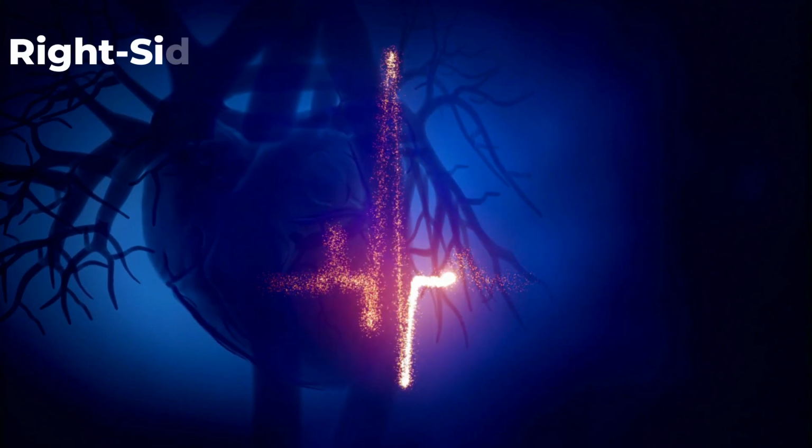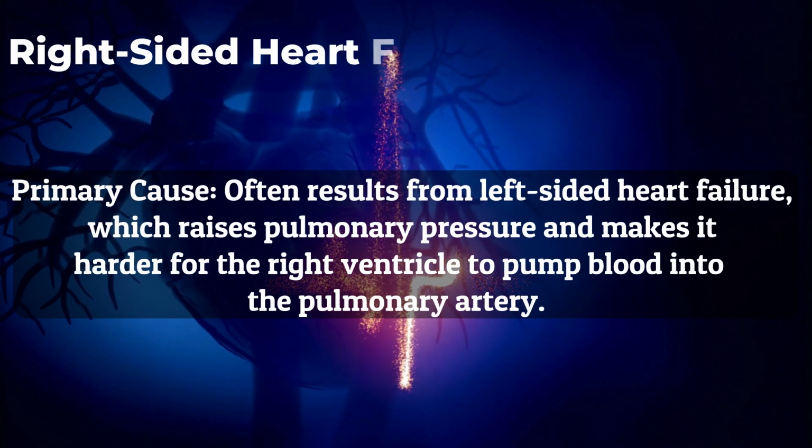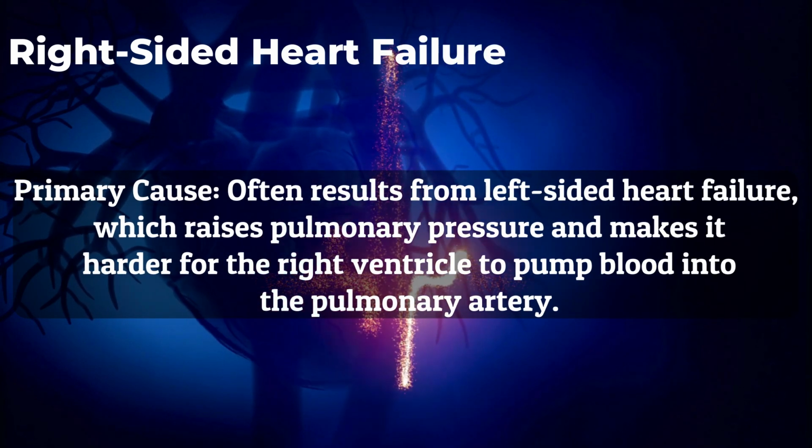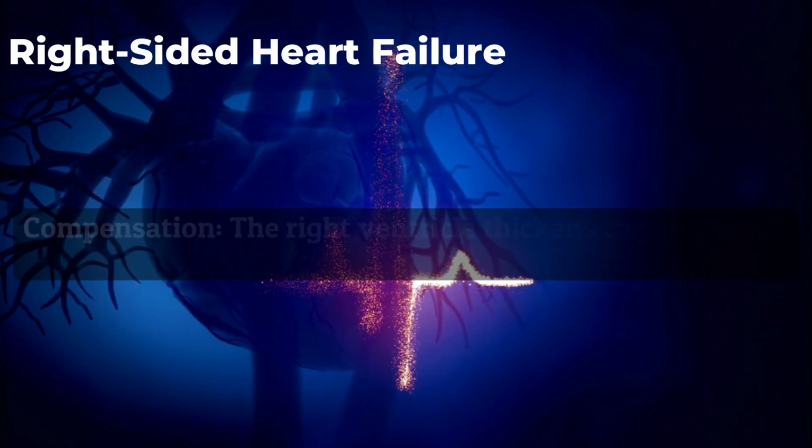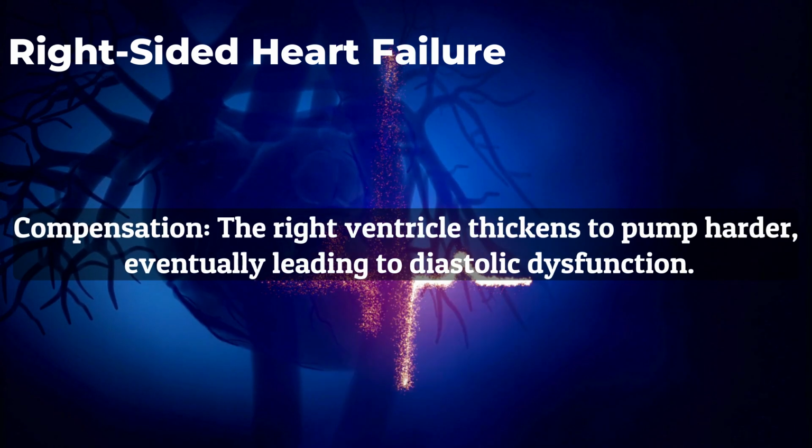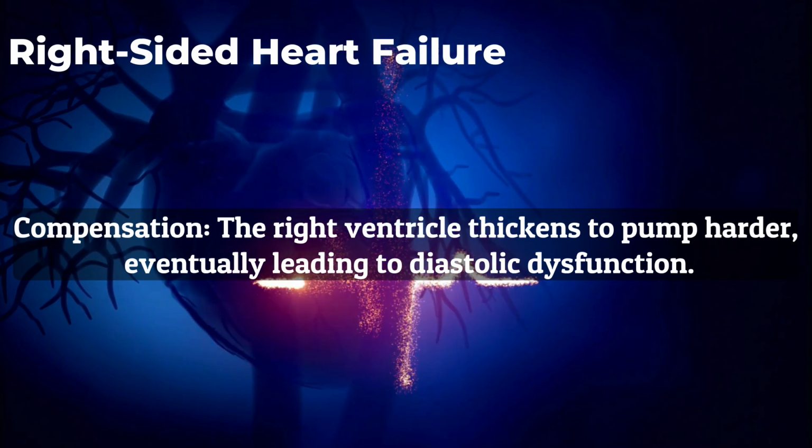Right-sided heart failure. Primary cause: often results from left-sided heart failure, which raises pulmonary pressure and makes it harder for the right ventricle to pump blood into the pulmonary artery. Compensation: the right ventricle thickens to pump harder, eventually leading to diastolic dysfunction.